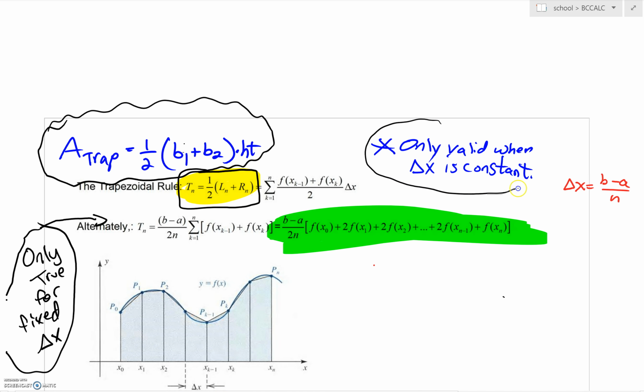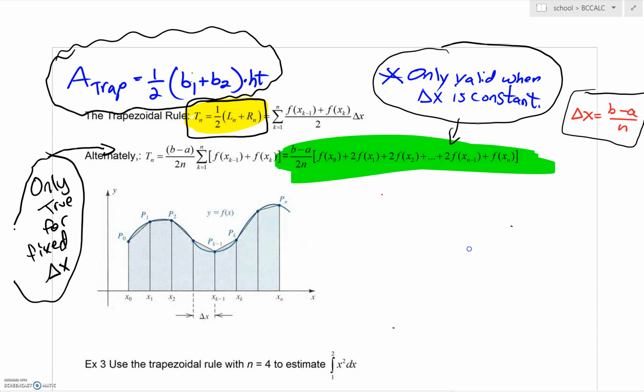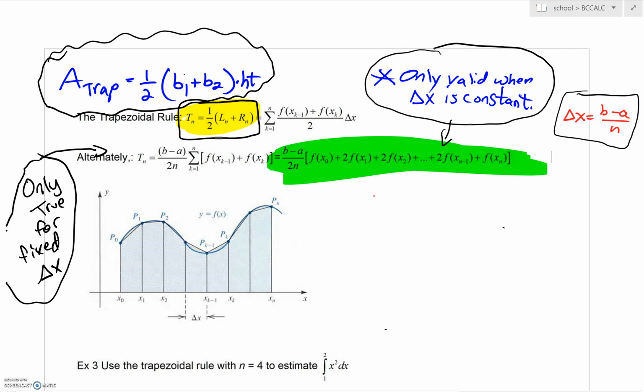But this trapezoidal rule, at least this formula that we're going to be giving you in green, is only going to be used when delta x is constant. And delta x is still what we learned last chapter, the length of the interval, b minus a, divided by n. So here is a formula if your delta x is always the same. Trying to make sense of that will be where we're going next.